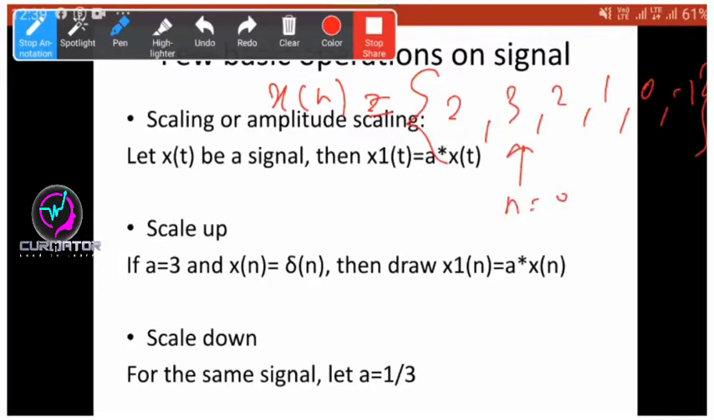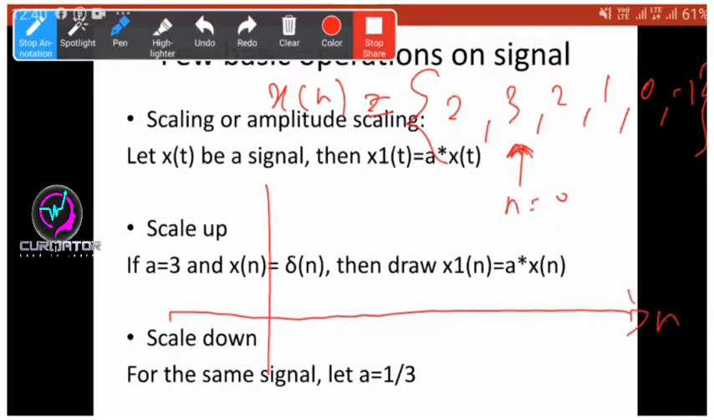Here, the n index origin is here. So we can plot this signal like this. Here we can mark this as n. Here it is 0. Here it is x of n. When n equal to 0, we can plot the value of x as 3. Let it be 1, 2, and this is 3. When n equal to 0, x of n is 3. We can plot this as a stem.